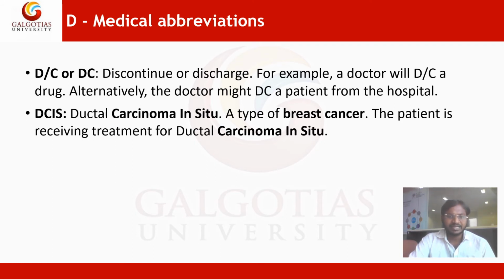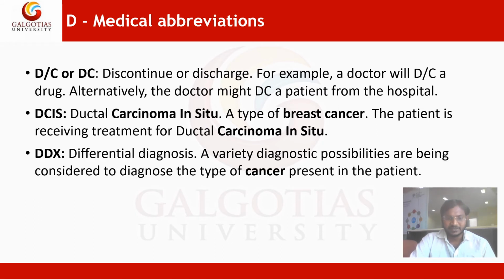DCIS, ductal carcinoma in situ. This is one type of breast cancer. The patient is receiving treatment for ductal carcinoma in situ. It means the patient has breast cancer, and this is one of the types. Ducts are present in the breast, and there are some abnormalities there. That's called ductal carcinoma in situ. Okay, that is the DCIS.